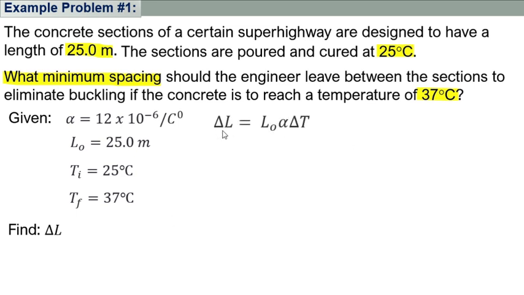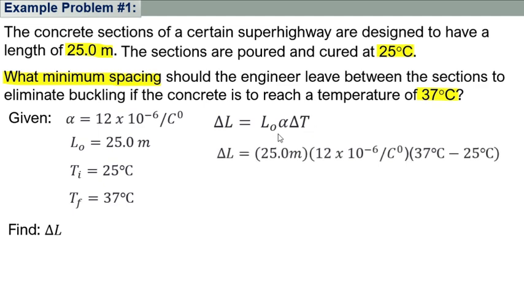For us to get the expansion, the change in length is equal to the original length times the coefficient of linear expansion times the change in temperature. So by substitution, the change in length is equal to 25 meters times 12 times 10 raised to negative 6 per Celsius degree times 37 degrees Celsius minus 25 degrees Celsius. So the change in length is equal to 0.0036 meter, or in scientific notation, 3.6 times 10 raised to negative 3 meter.